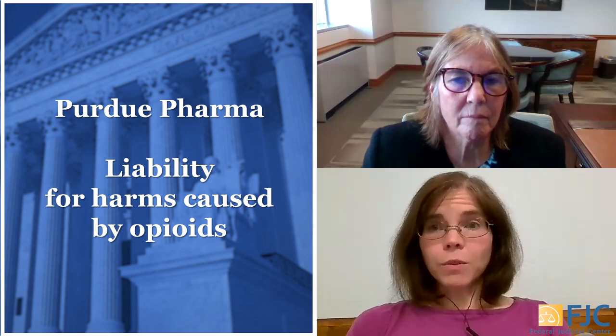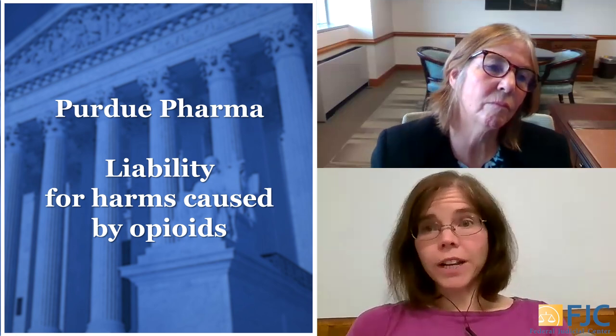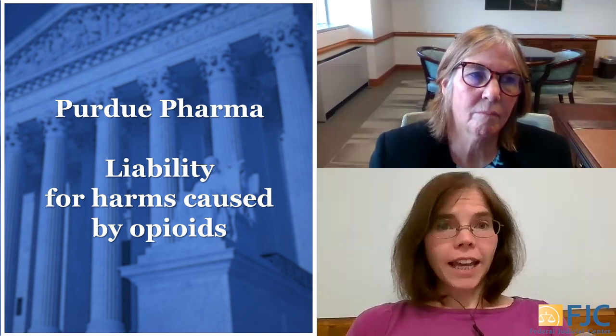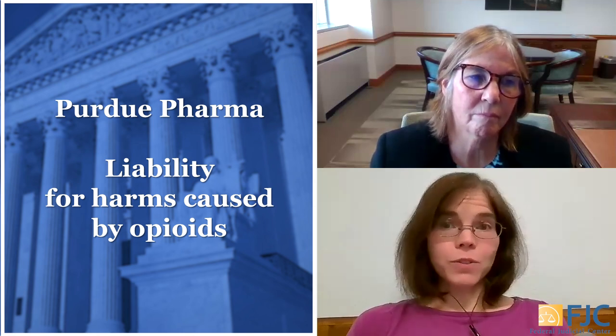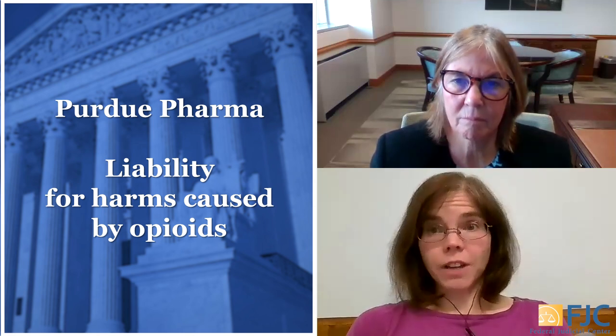So the Sackler family that owned Purdue Pharma eventually saw the writing on the wall and thought, okay, our company is probably going to be sued. What are we going to do to protect ourselves?